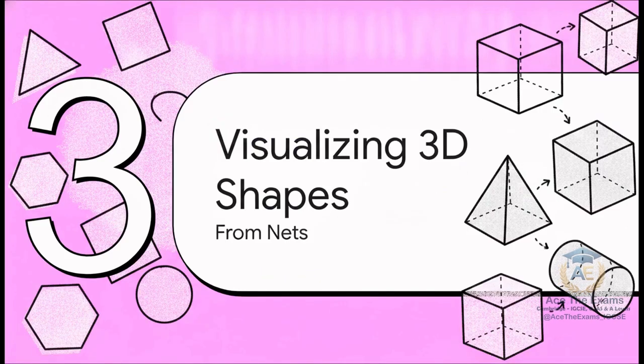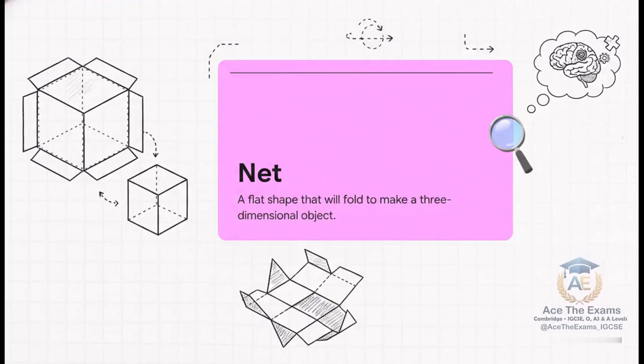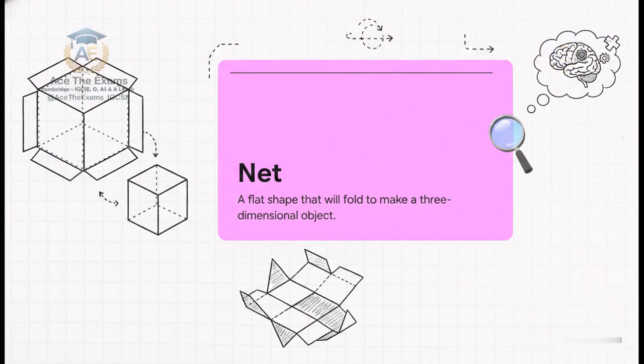Let's shift gears. Section 3. Visualizing 3D shapes from nets. Okay, it's time for a serious mental workout. We are transitioning from flat 2D lines into the 3D world. We're talking faces, vertices, and volumes. But before we get ahead of ourselves, what exactly is a net?